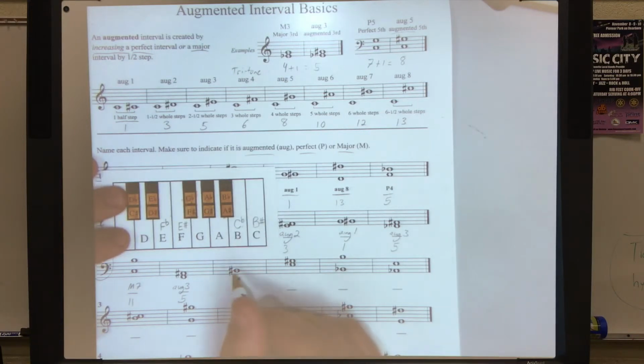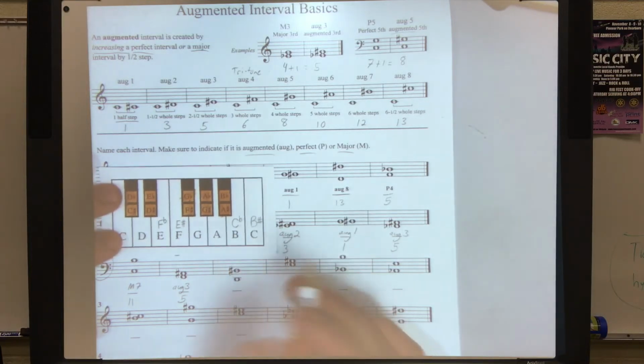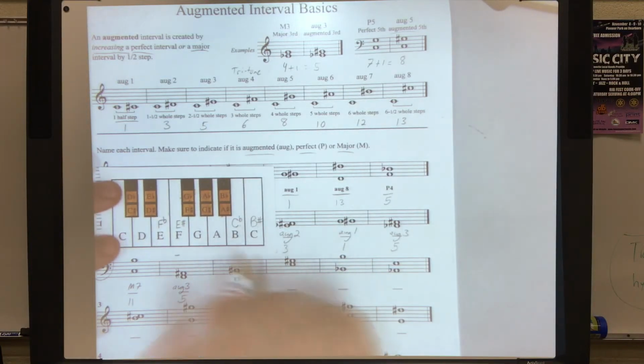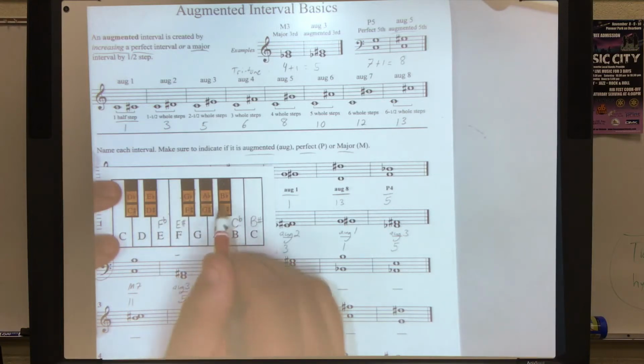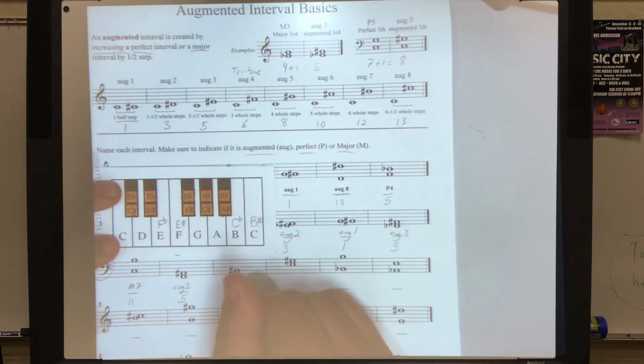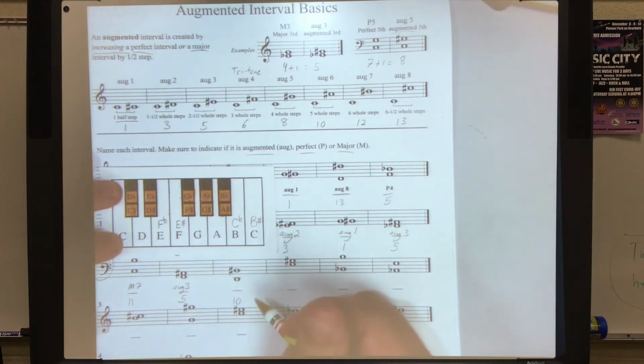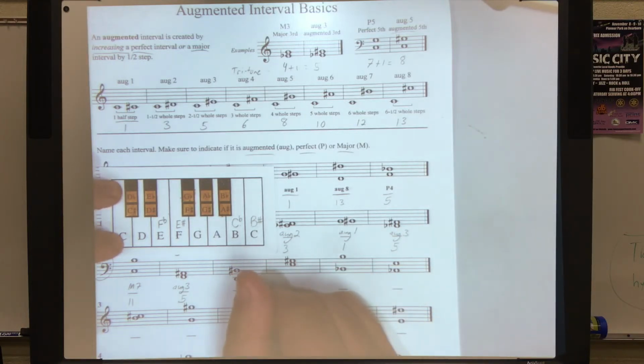Okay, let's look at our next one. It's a D to a B sharp. A D to a B sharp. Okay, so we're going to go ahead and count on our piano. D is 0, 1, 2, 3, 4, 5, 6, 7, 8, 9, 10. 10 half steps. Okay, and because it's written as a sixth, we can safely assume that it is an augmented sixth.